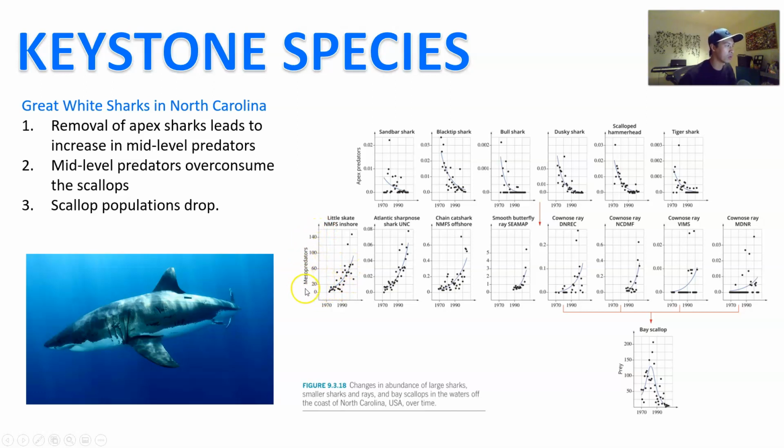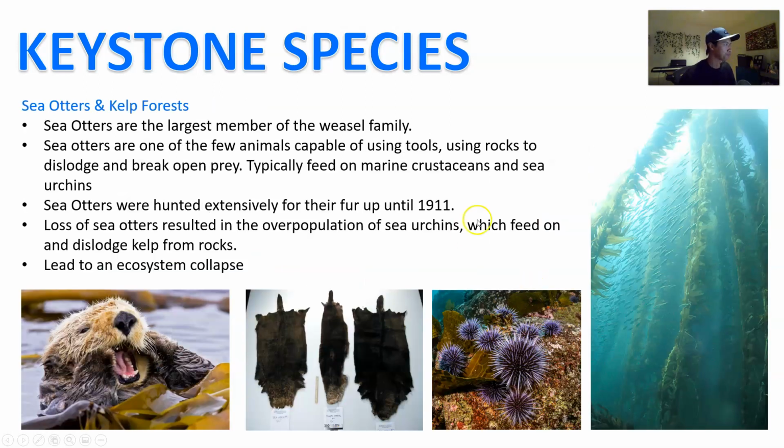And so the mesopredators, these animals in between, like skates, other types of smaller sharks and rays and so forth, their population actually increases significantly. And as a result of that increase, the bay scallop, the prey of these meso species, has plummeted and dropped, and that's going to be a bad thing for that particular ecosystem.